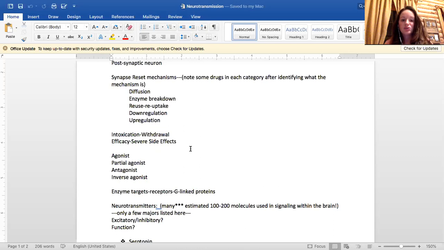And then that brings us to making sure you know your categories of agonist, partial agonist, antagonist. Make sure you know the differences in those. And again, this document is not all-inclusive, so you may need to add some more information into this note. I just wanted to give you an idea of where to start. Next, you're going to see enzyme target receptors, G-linked proteins. Table 2.4 in Stahl's is an awesome table for you to look at those proteins that are related to specific neurotransmitters, and it's broken down in that way.